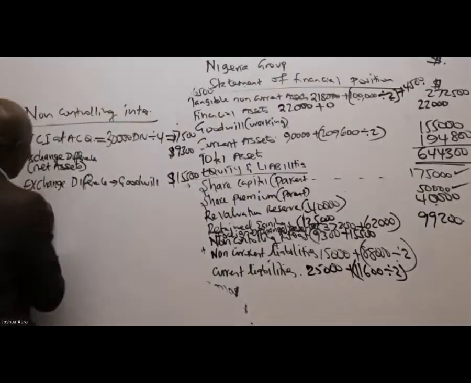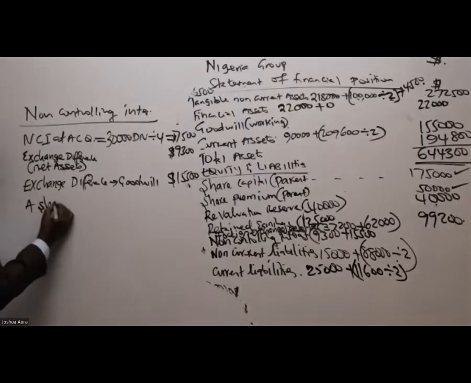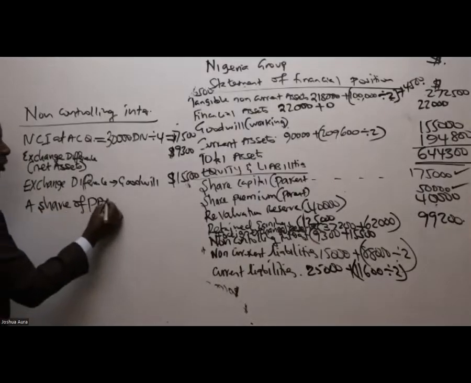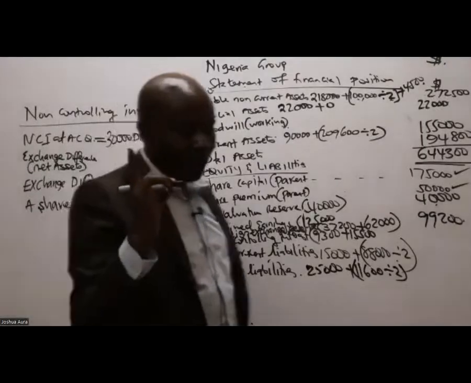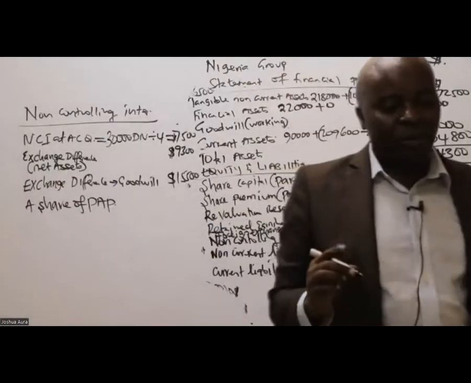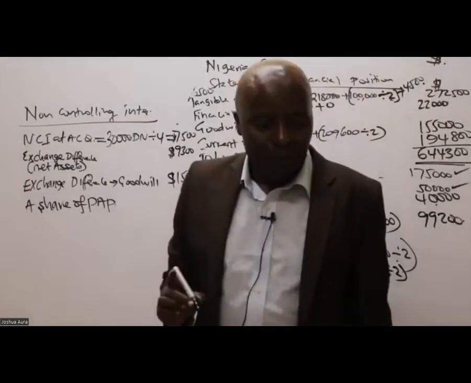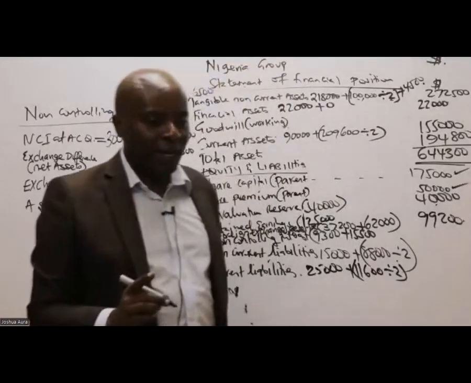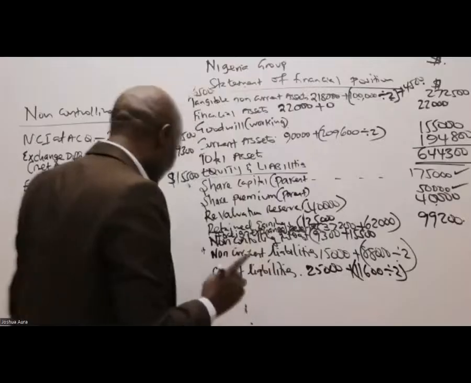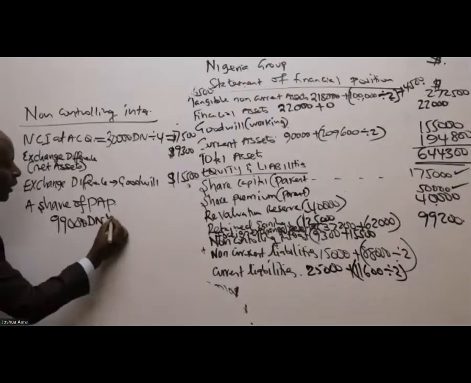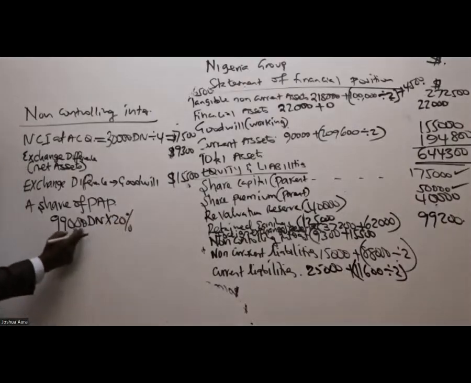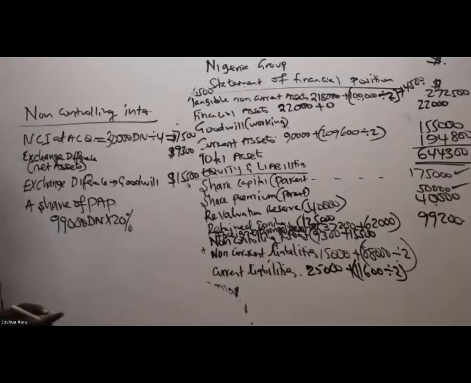Also, these guys must always get a share of PARP. Is there anybody who is able to remember our PARP figure? It was in DNs. Our PARP figure is 99,000 DNs. We are only giving them their share. But again, remember this has to be retranslated to get into dollars.